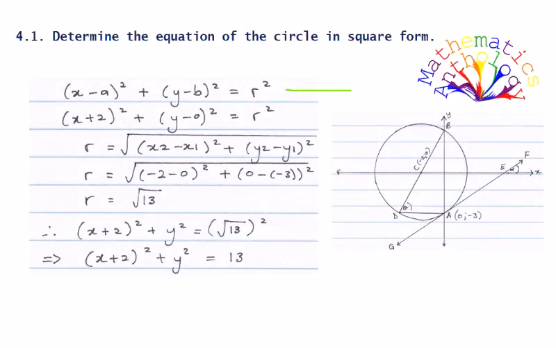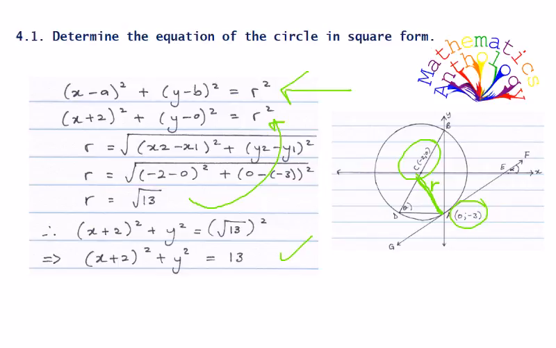Okay, 4.1. Determine the equation of the circle in square form. Alright, so you go to your data sheet, you find your circle equation, which is (x - a) all squared plus (y - b) all squared is equal to r squared. Now, a and b are the center coordinates. So your center coordinates are -2 and 0. When you're putting that into this formula, you change the signs. So it becomes (x + 2) all squared plus (y - 0) all squared is equal to r squared.